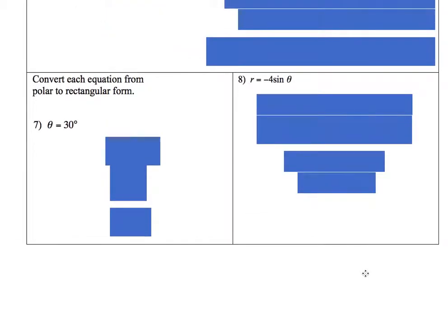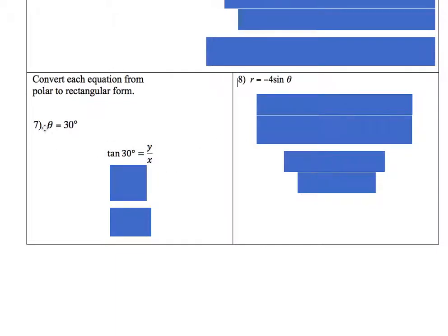All right, number 8, I'm going to try to hurry and finish this. We are converting each equation from polar to rectangular form. Let's do number 7 first, and then we'll look at number 8. With number 7, in rectangular form your function has an x and a y value. So what trig function is equal to a ratio with an x and a y in it? That would be your tangent.